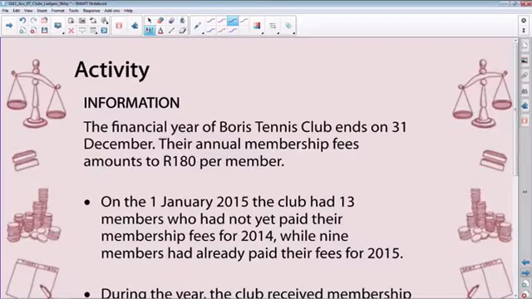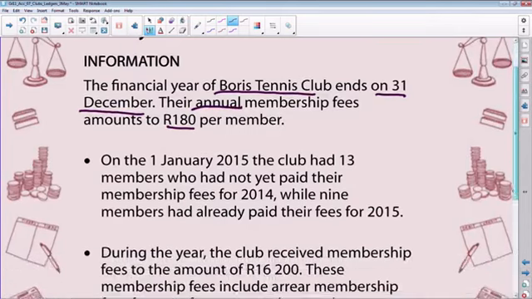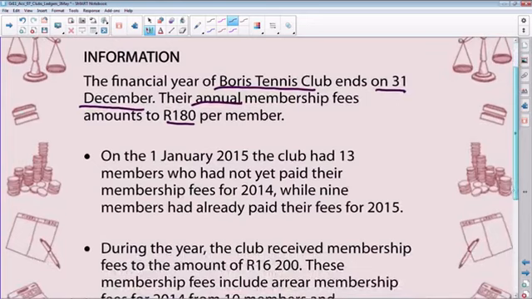Let's now move on to something a bit more challenging. So the next activity, we are provided with the following information. The financial year of Boris Tennis Club ends on the 31st of December. The annual membership fee amounts to 180 Rand per member. Right, then we are told on the 1st of January 2015, so at the top I'm going to write down, this is obviously now the beginning of the financial year.